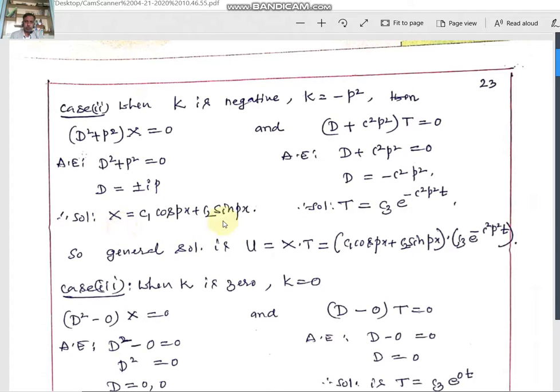So combine these two solutions. One is the x function and another is the t function. Always u is equal to the product of x into t. Write the x function value and the t function value. This makes the general solution when k is a negative term.